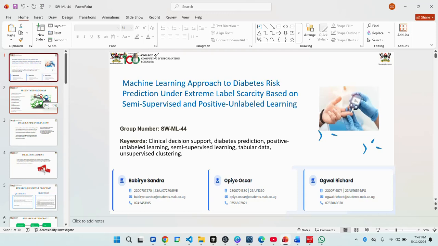Today I'm making the final presentation for the machine learning project, that is machine learning approach to database risk prediction and extreme label scarcity based on semi-supervised and positive-unlabeled learning.